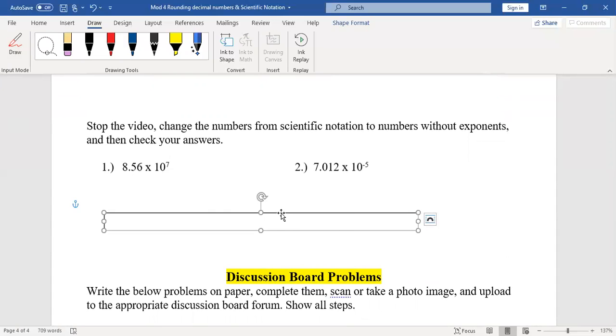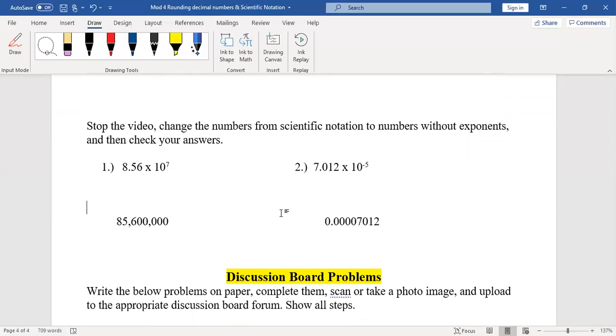So how'd you do? One easy, quick way to look at this: if it's a positive exponent, it's going to be a large number. If it's a negative exponent, it's going to be a decimal number. On my first one, I had to move 7 place values. Actually, we're going backwards, right? On my second one, I had to move 5 place values to the left. On the first one, we had to go 7 place values to the right.